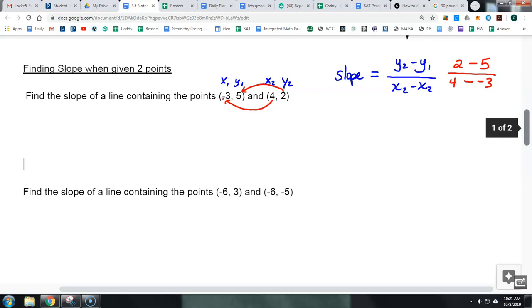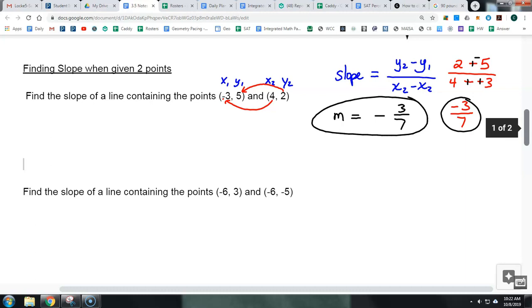And when I work out the math there, 2 minus 5 is negative 3. And 4 minus a negative 3 is really the same as 4 plus 3, which is positive 7. So remember, if you're doing this by hand, we never subtract. We always add the opposite. And we add the opposite. So that's how I got those numbers. Now, if you end up with a negative on top and a positive on the bottom, you can just pull that out to the front. So this line has a slope of negative 3/7.